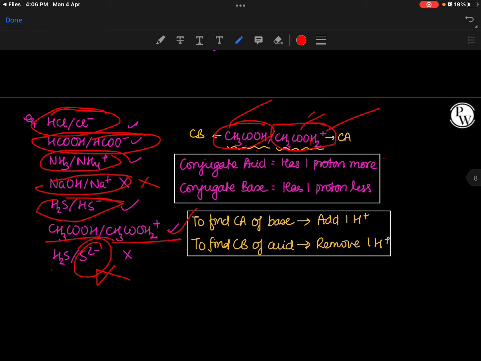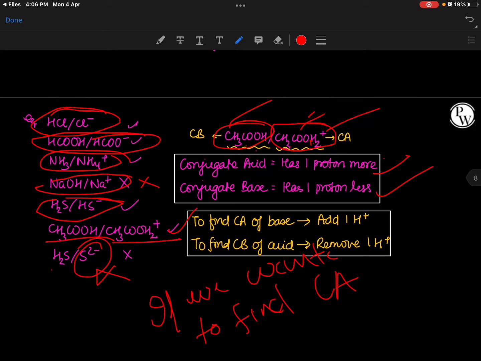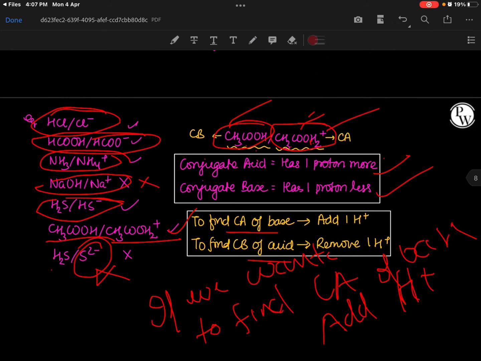Okay, we can remember this: the conjugate acid has one proton more and the conjugate base has one proton less. To find the conjugate acid of a base, add one H plus. Similarly, to find the conjugate base of an acid, remove H plus. To find the conjugate acid, add H plus, and to find the conjugate base, remove H plus. Okay, there are some examples we will study.